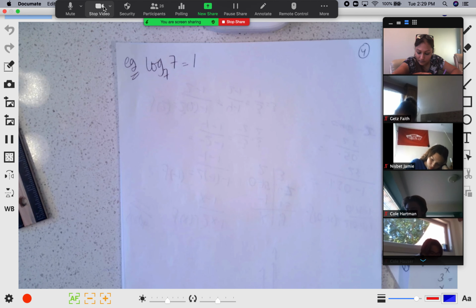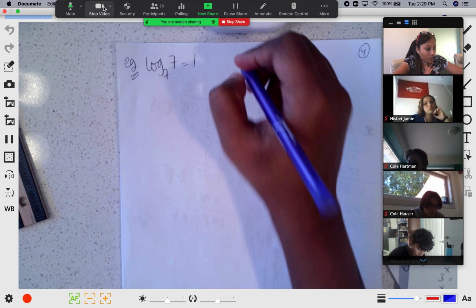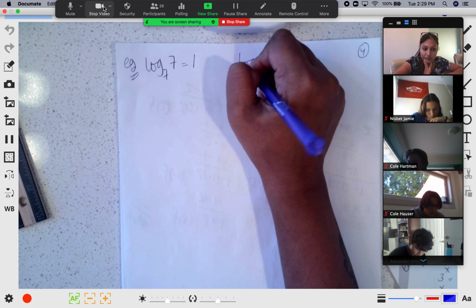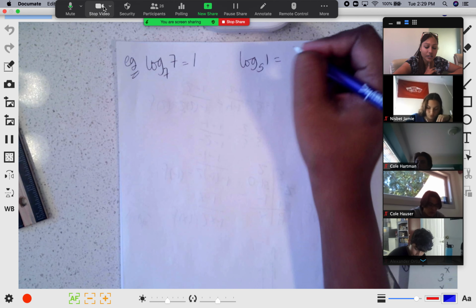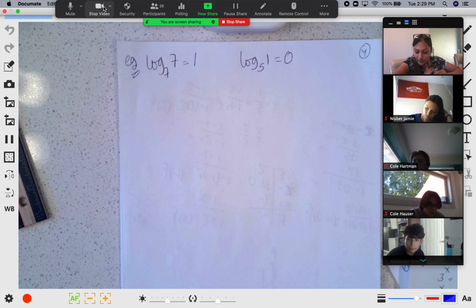Jaden, log 5, 1. What's the value of log 5, 1? 0. No matter what your base is, if you're finding log 1, it will always be equal to 0. Good.